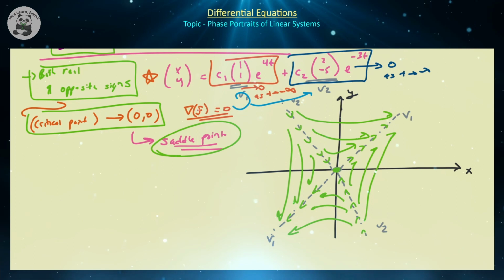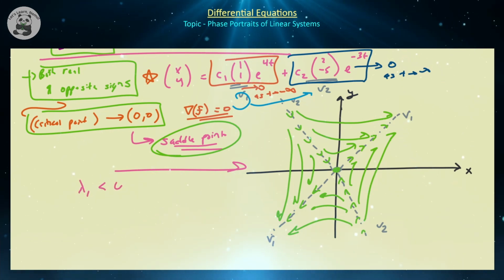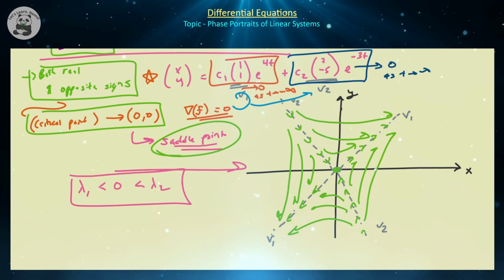Okay, so again, this is the type of phase portrait you're always going to have when you have two eigenvalues, lambda 1 less than 0 and the other positive. And that's how to determine what the actual solutions are going to look like. So that is critical point type 1. So this would be a saddle point.